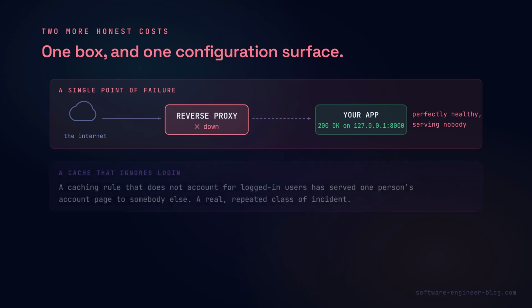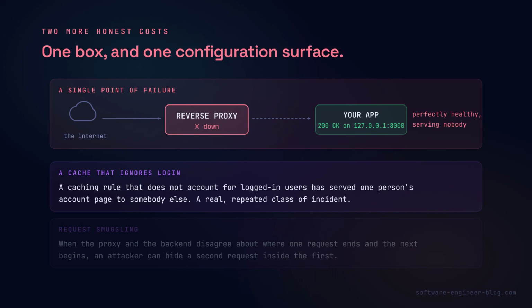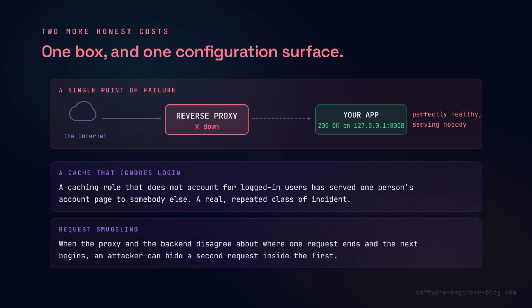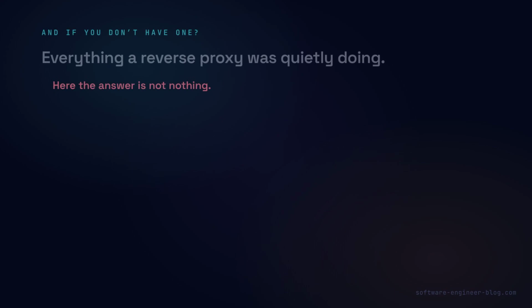And it is a configuration surface. Caching rules that don't account for logged-in users have served one person's account page to somebody else. That is a real and repeated class of incident. And when the proxy and the backend disagree about where one request ends and the next begins, you get request smuggling. And if you don't have a reverse proxy, here the answer is not nothing.